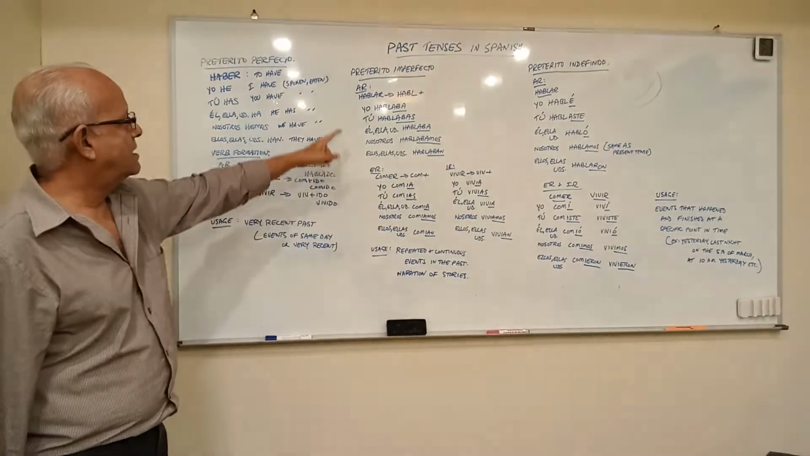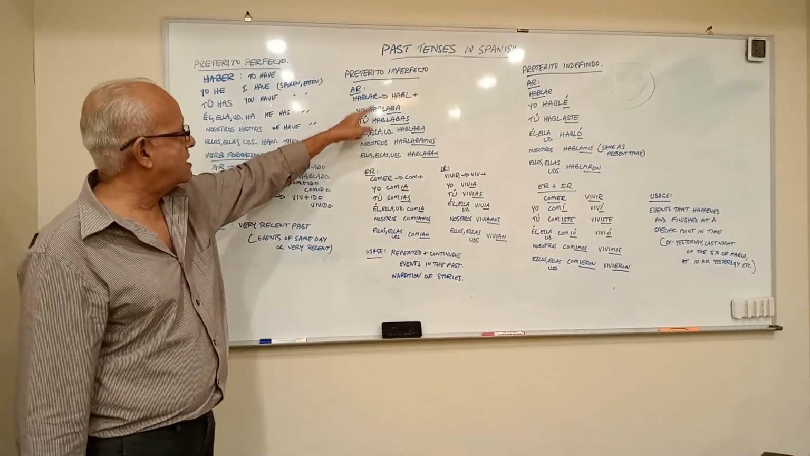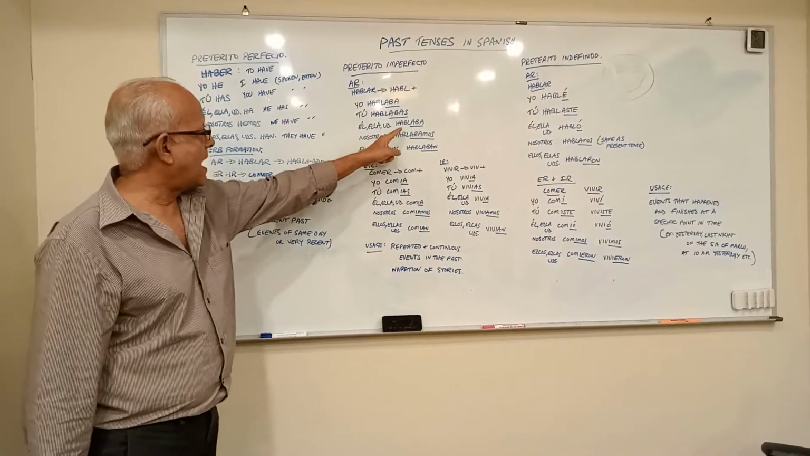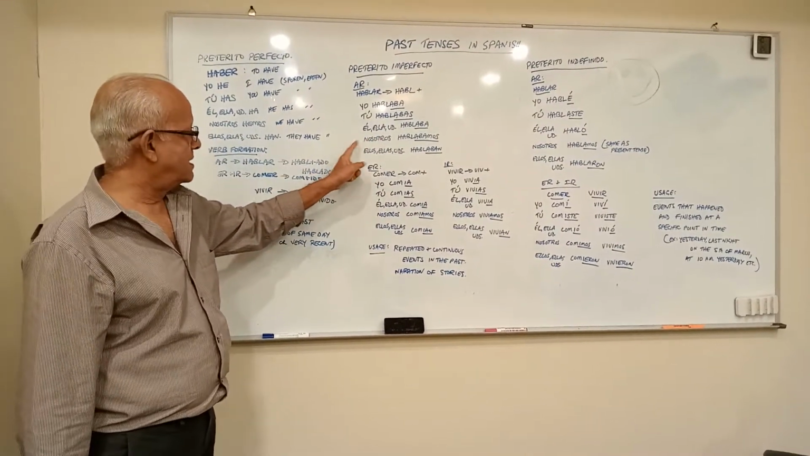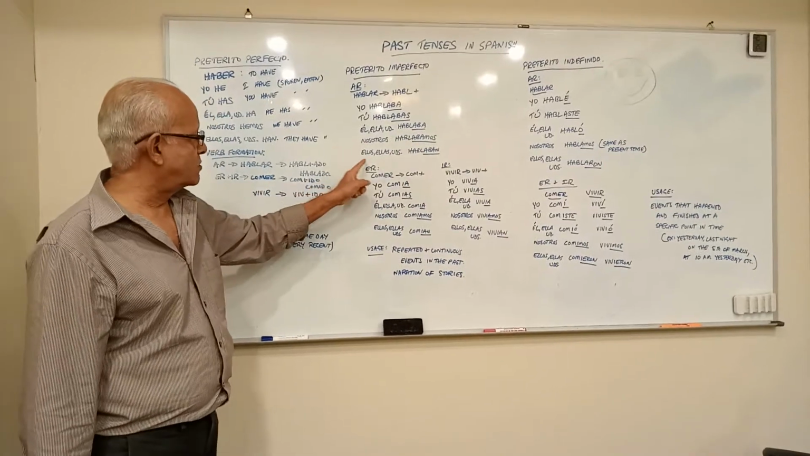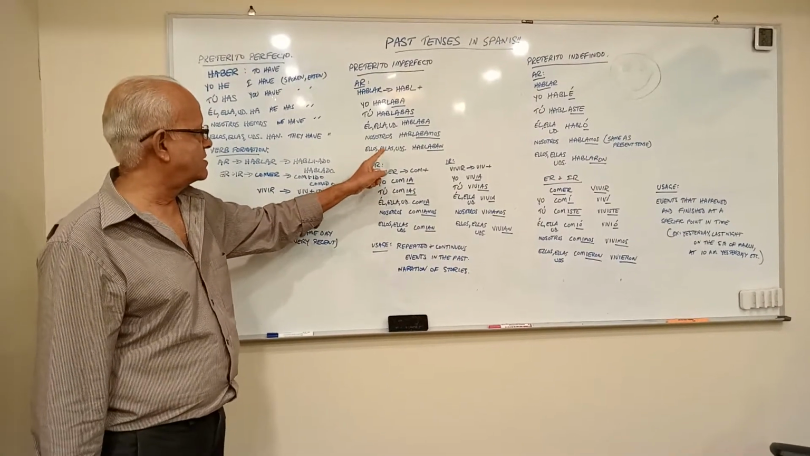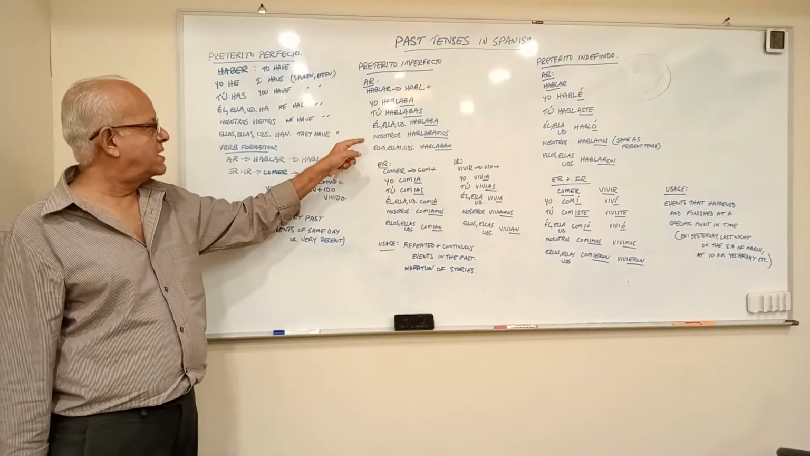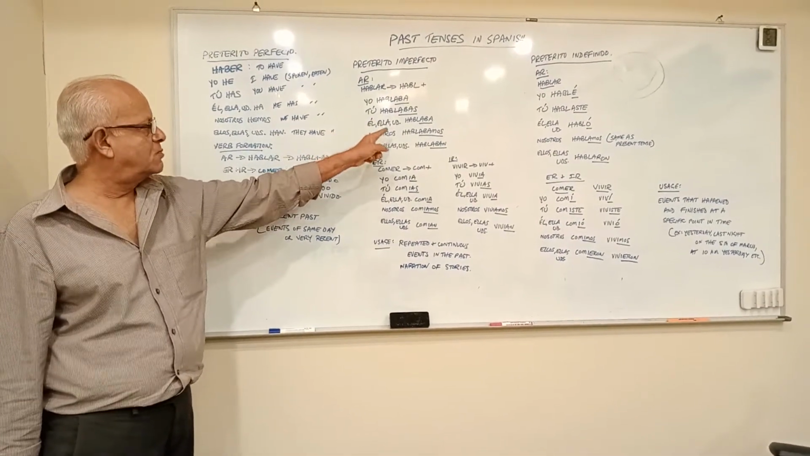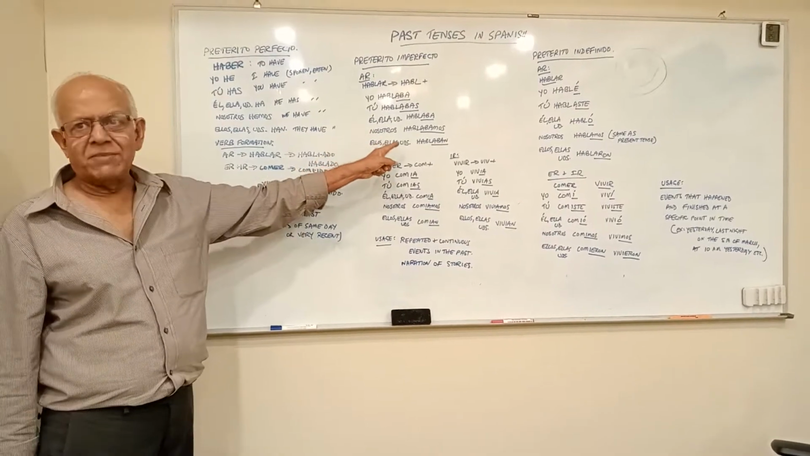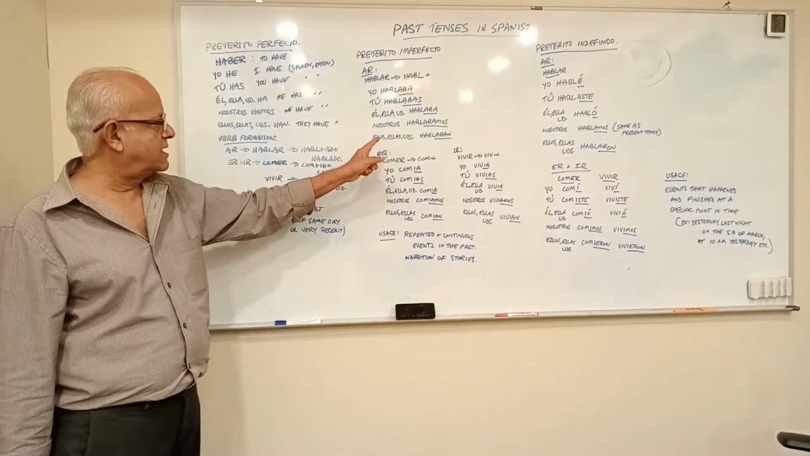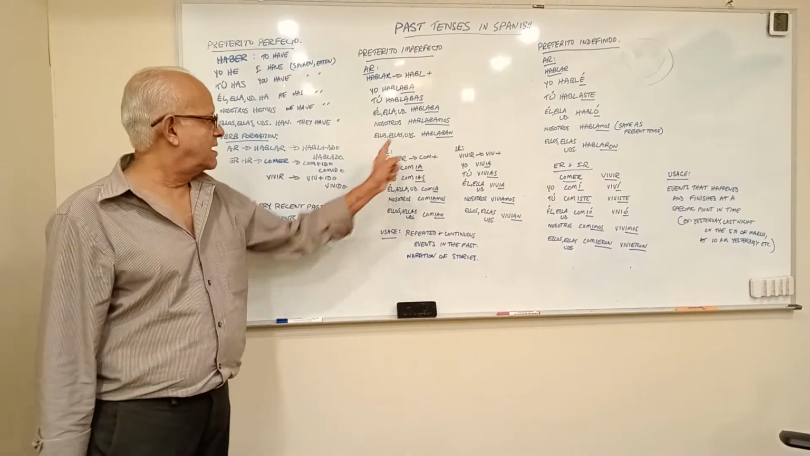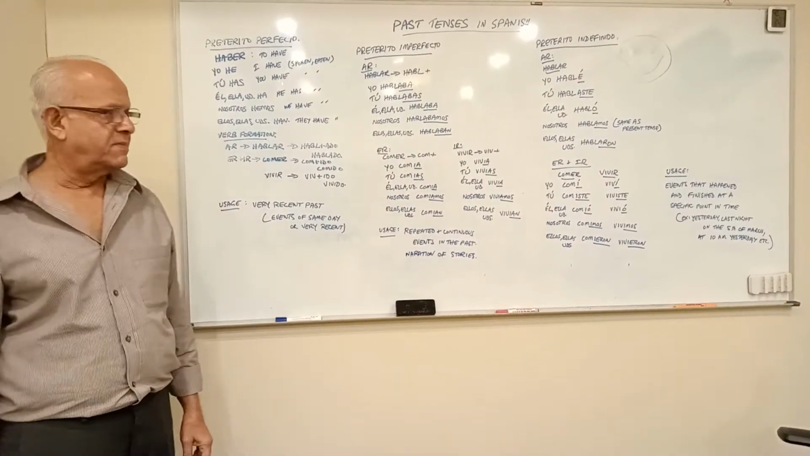What is the formation? AR verbs, we remove the AR and we add aba for yo, abas for tú, aba again for él, ella, and usted, ábamos for nosotros, and aban for ellos, ellas, and ustedes. So hablar will become yo hablaba, tú hablabas, él hablaba, ella hablaba, usted hablaba, nosotros hablábamos, ellos hablaban, ellas hablaban, ustedes hablaban.